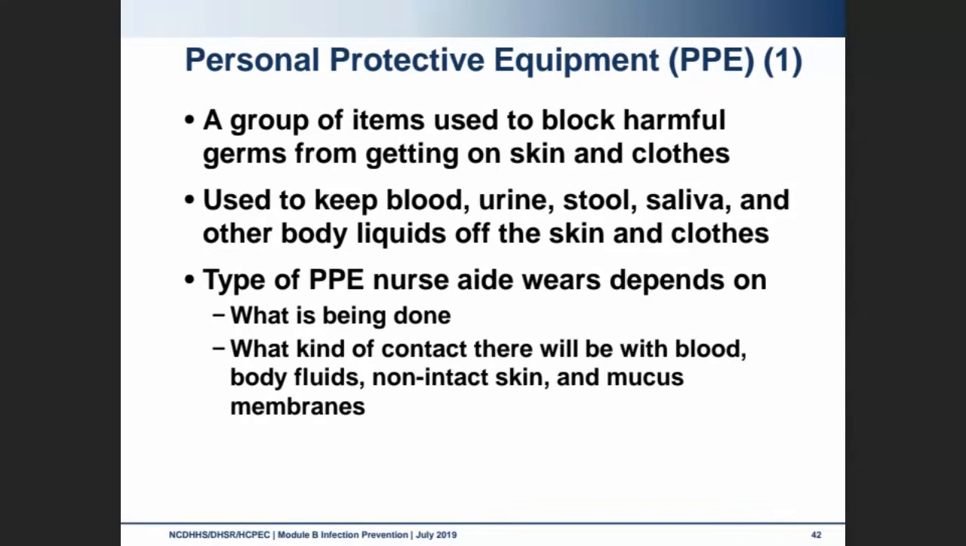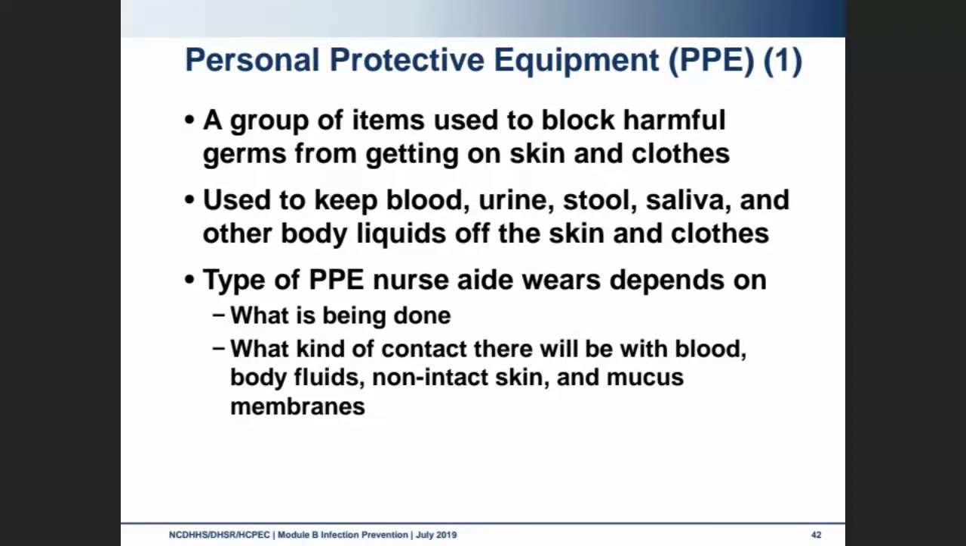Now let's talk about personal protective equipment. So personal protective equipment, or PPE, is a group of items that nurse aides use to block harmful germs from getting on our skin and clothes. This is what the nurse aide puts on at work to keep blood, urine, stool, saliva, or other body liquids off of our skin and clothes.